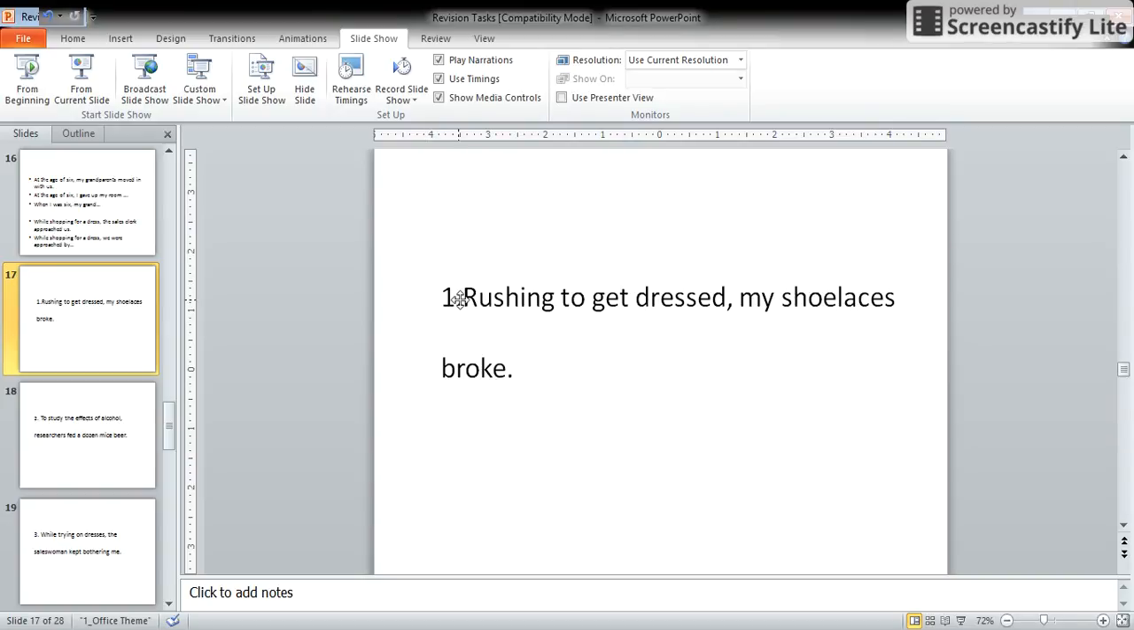Another example, we won't go through all of these, but here's another example of a dangling modifier: "Rushing to get dressed, my shoelaces broke." "Rushing to get dressed" is a modifier. It needs to modify something, and what it's going to modify is what immediately follows it, which in this case is shoelaces. Shoelaces can't rush to get dressed, so we know this is a dangling modifier. To change it, we would say something like, "Rushing to get dressed, I broke my shoelaces." So the point is, what follows that introductory phrase has to be the noun that it's modifying.